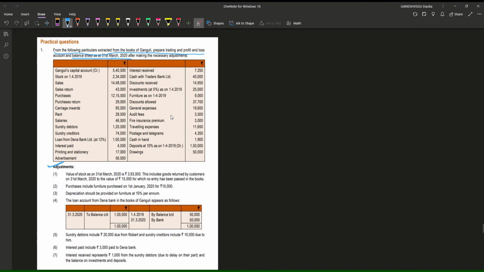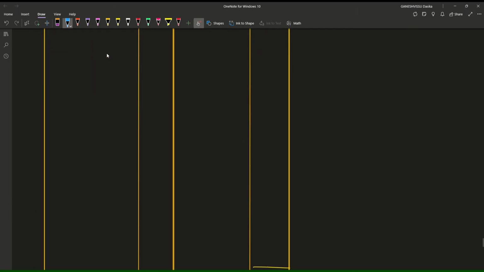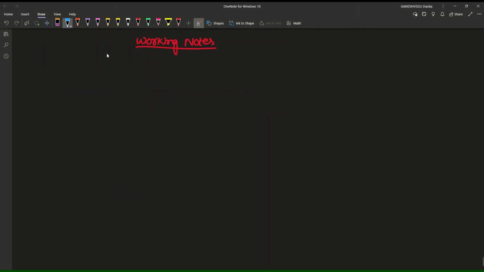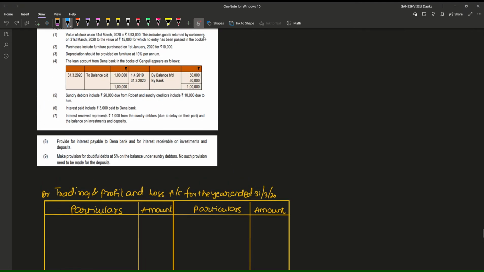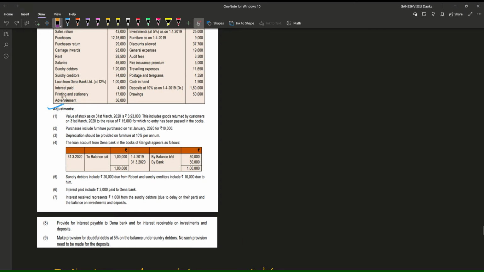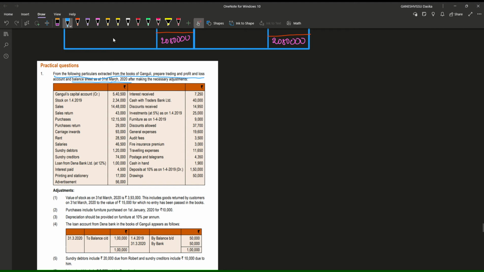As they have asked us to prepare the trading profit and loss account and also the balance sheet, I have already drawn the proforma for this and I have written the heading working notes so as to solve the problem with the help of working notes. Now let us go through the problem. First let us see the adjustments so that we can go comfortably. After looking at each adjustment, we shall interpret it in the trading P&L and balance sheet as soon as possible, so that we may not lose any marks for these adjustments, right?